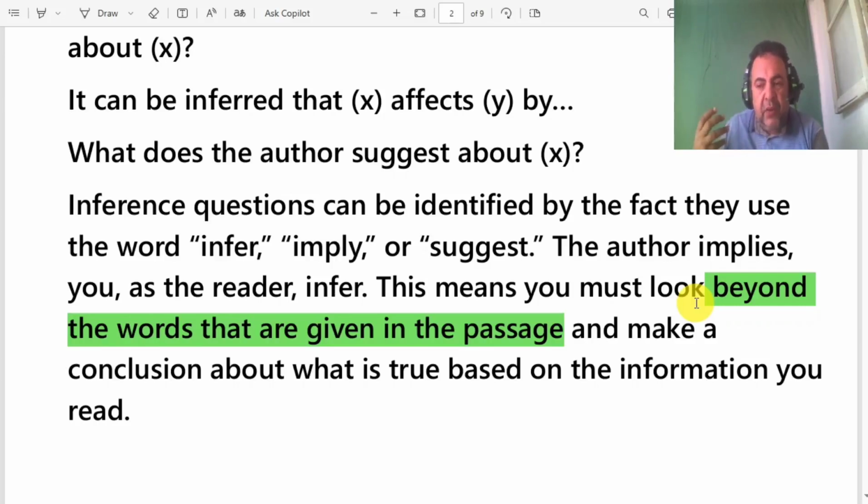He wants you to think deeply and go further beyond the words, not to just understand directly the facts stated. He needs you to go further and think deeply about what is the reasonable inference according to the things mentioned in the passage, and make a conclusion about what is true based on the information you read.